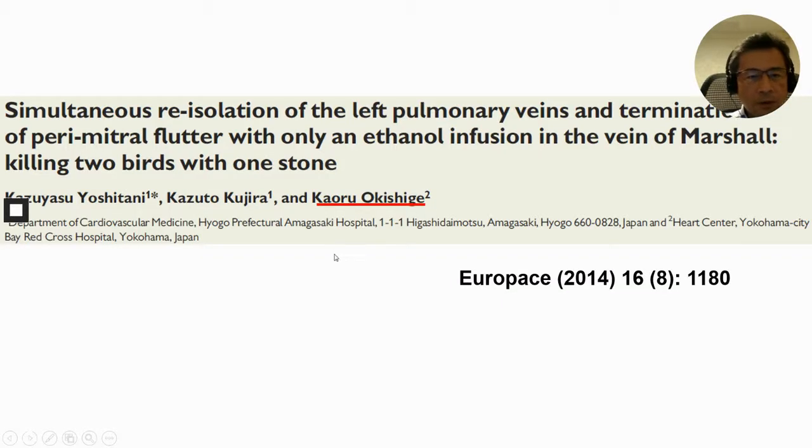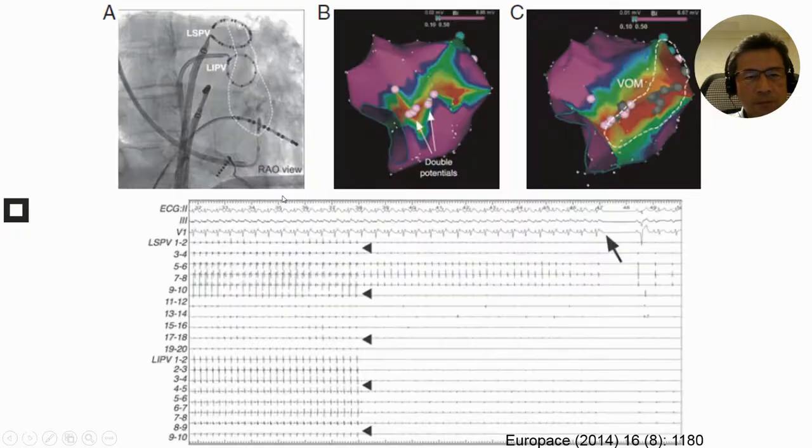Let me introduce another interesting case, killing two birds with one stone. This patient suffered from not only sustained AFib, but also perimitral flutter. After performing an infusion of ethanol into the Marshall vein, we were able to create a long damaged area, as shown here. First, LSPV and LAPV could be isolated by performing the chemical ablation of the Marshall vein, and then the perimitral flutter could be terminated, as shown here.